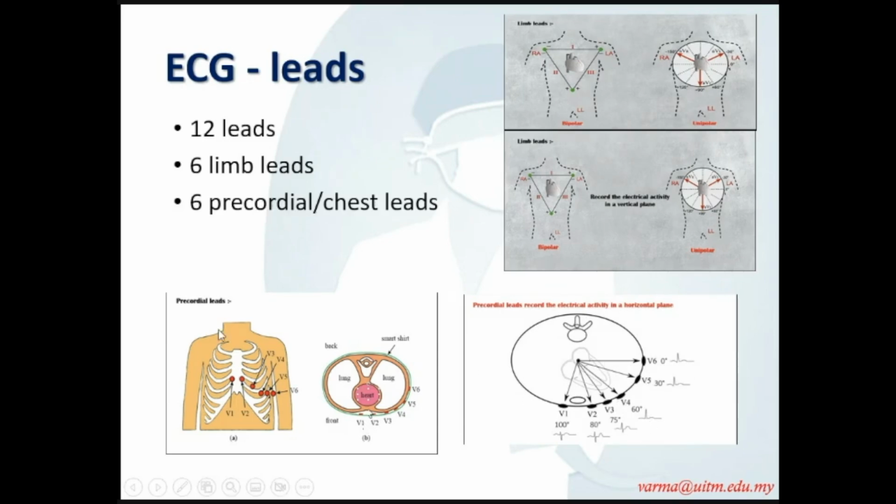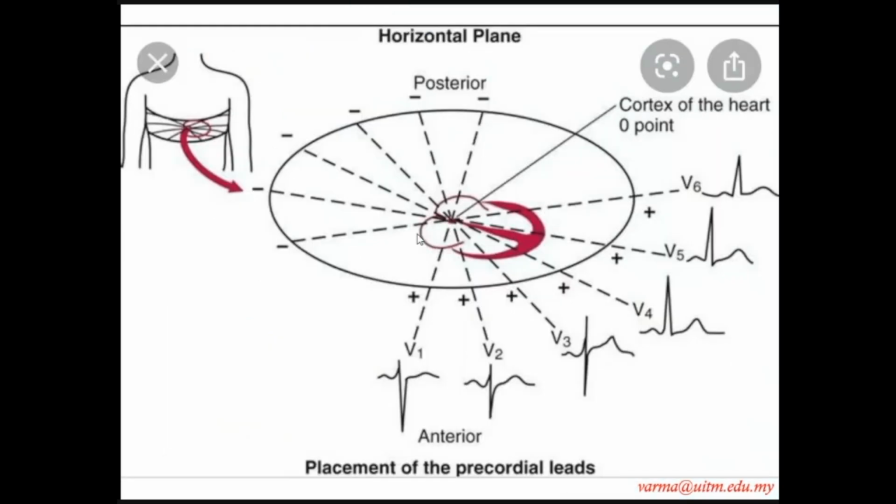Okay. And the 6 precordial or chest leads record the electrical activity in the horizontal plane. So 6 limb leads, 1, 2, 3, RA, LA, LL, record the vertical plane. The 6 precordial or chest leads, V1 to V6, record the electrical activity in the horizontal plane. Where we're going to place the electrodes, I'm sure all of you know, we're not going to go through that.